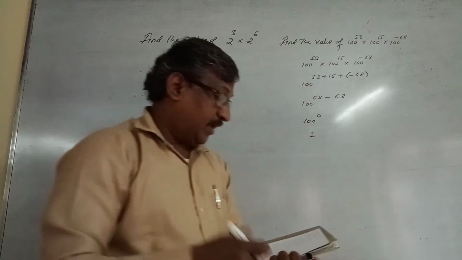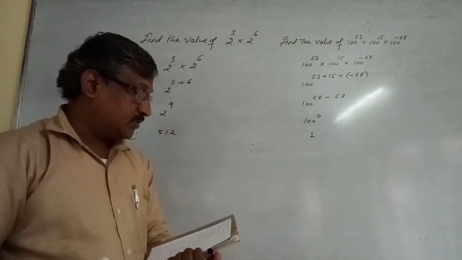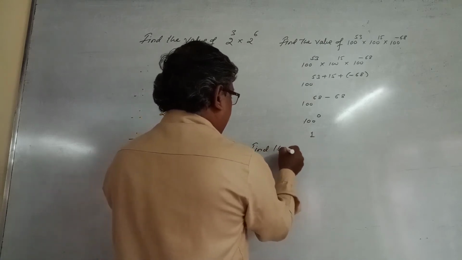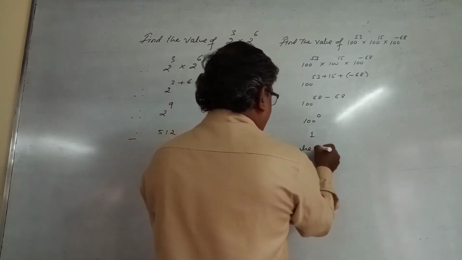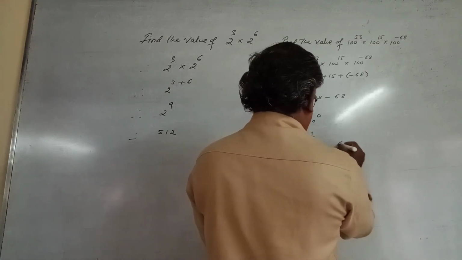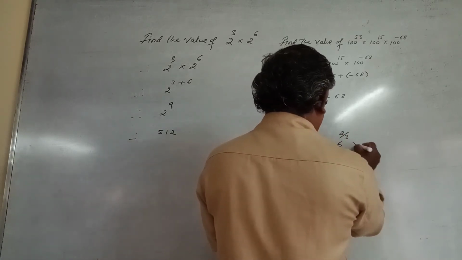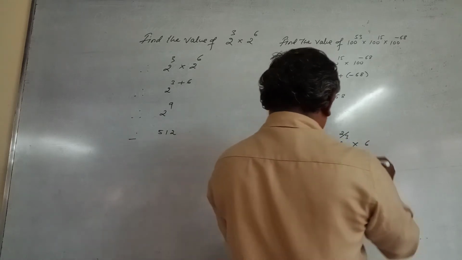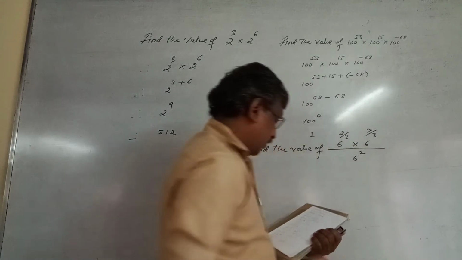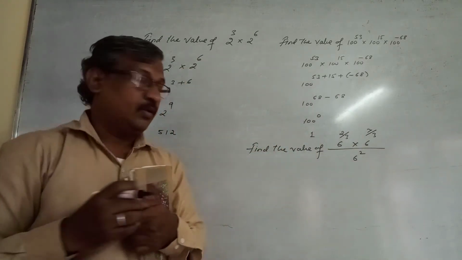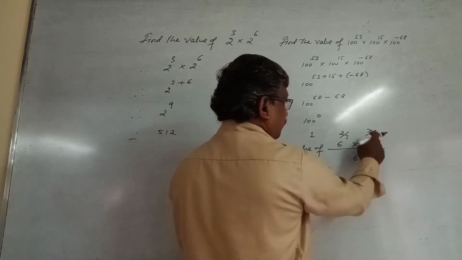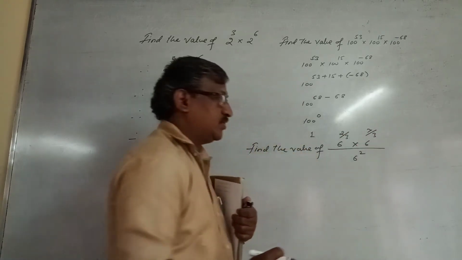Or I have the next problem on this indices. Question is find the value of 6 raised to 2/3 multiplied by 6 raised to 7 by 3 divided by 6 raised to 2.